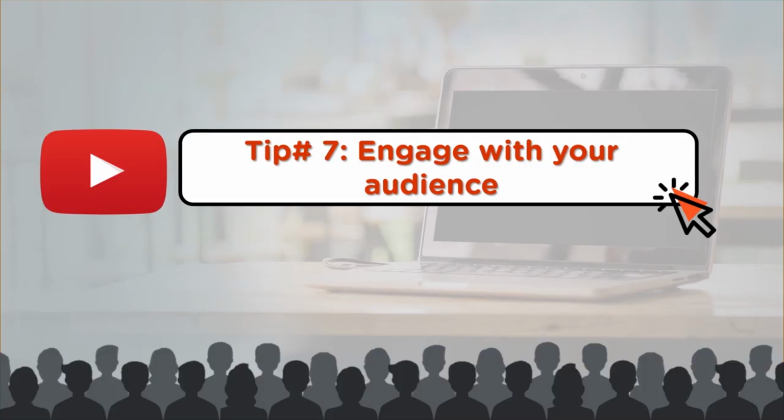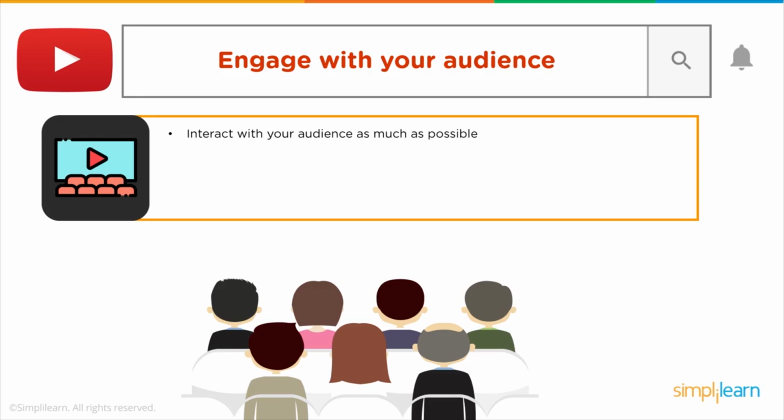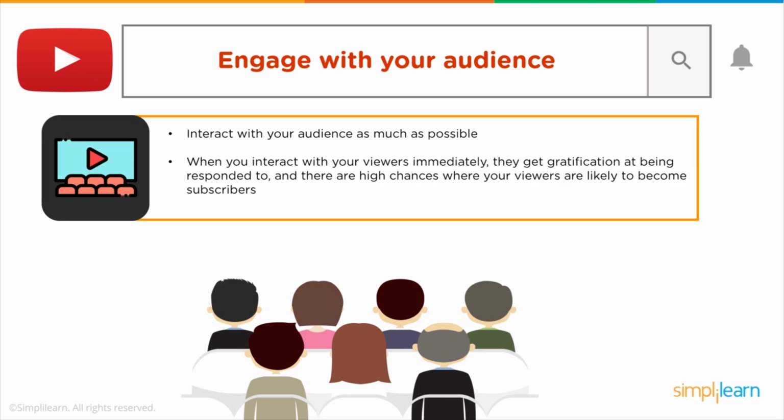Tip 7, engage with your audience. You want to interact with your audience as much as possible. Just because it's a video and you can't see people doesn't mean you can't engage with them. When you interact with your viewers, especially when you interact with them immediately, there's gratification. Everybody likes to be responded to. Nobody likes to be ignored.